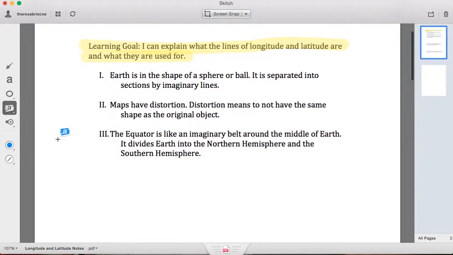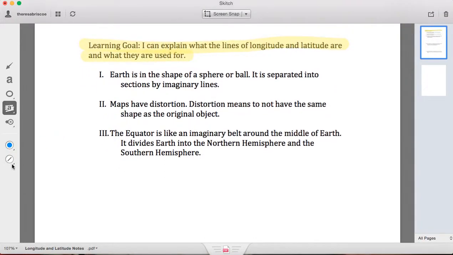So the first part of our notes: Earth is in the shape of a sphere or ball. It is separated into sections by imaginary lines. So we know that Earth is round and it's in the shape of a ball, and it's separated by imaginary lines, and we're going to learn what some of these imaginary lines are called. When you look at a globe or a map, you see all of those lines, but if you were looking at Earth from space, you're not going to see any of those lines. They're imaginary lines that people have created.